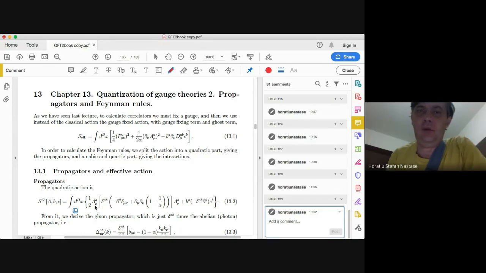So the result of the procedure of eliminating gauge invariance from the correlators was to add the gauge fixing term to the action for Yang-Mills, the gauge fixing term we already found in Maxwell theory, but now in Yang-Mills we also add the so-called ghost action, the ghosts being B and C. So in this lecture we'll deal with the propagators and the Feynman rules, and we'll give an example of how to calculate a Feynman diagram with them.